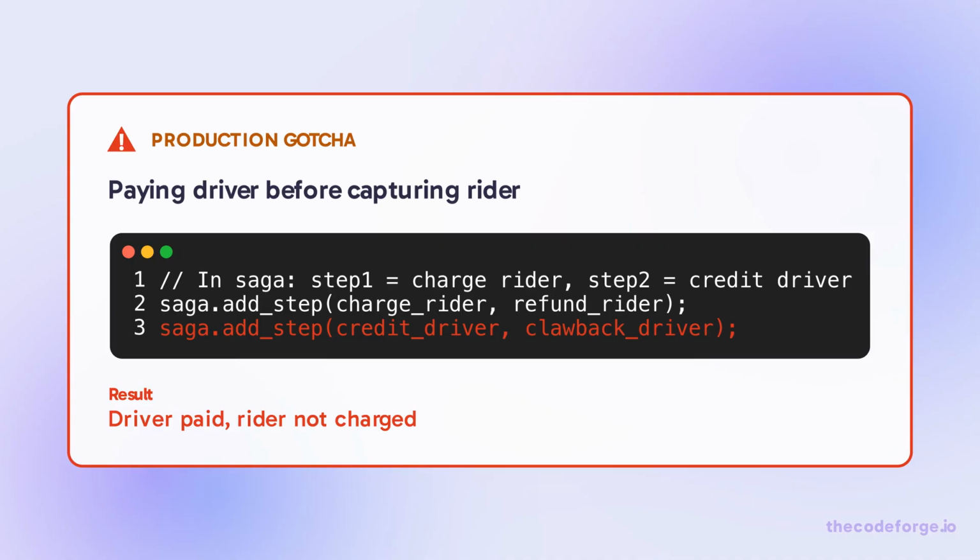A race condition in saga coordination once paid a driver before capturing the rider's money. The fix is to use a transactional outbox pattern and process steps in order with compensating actions.